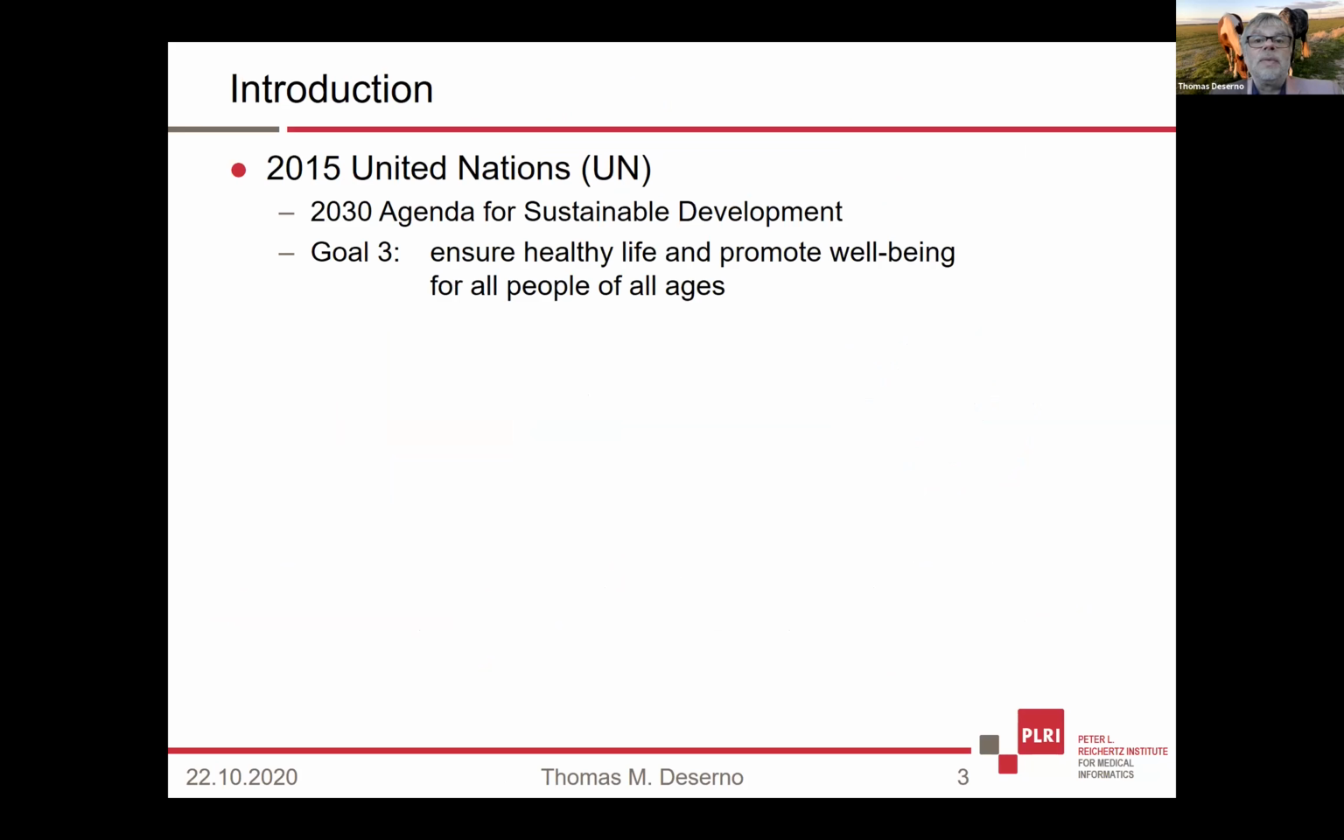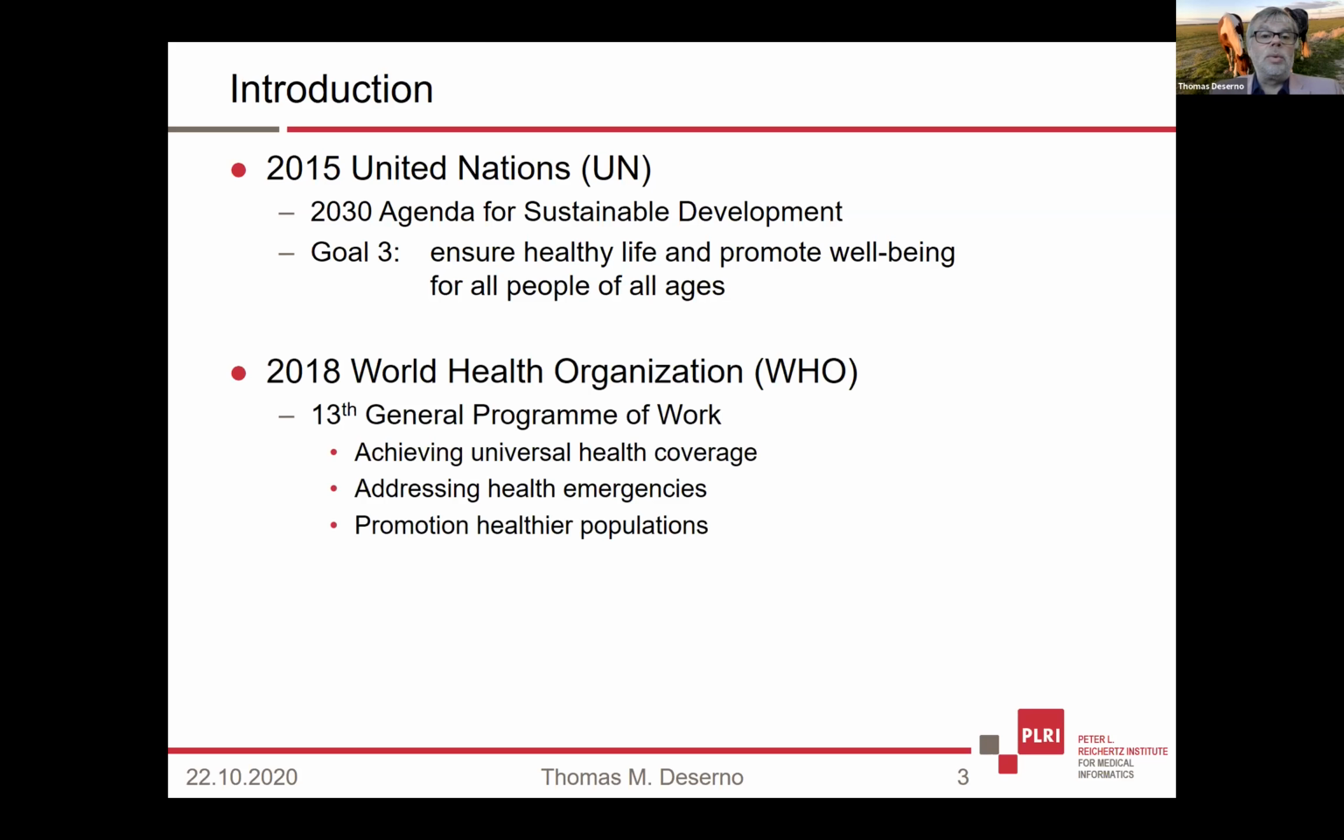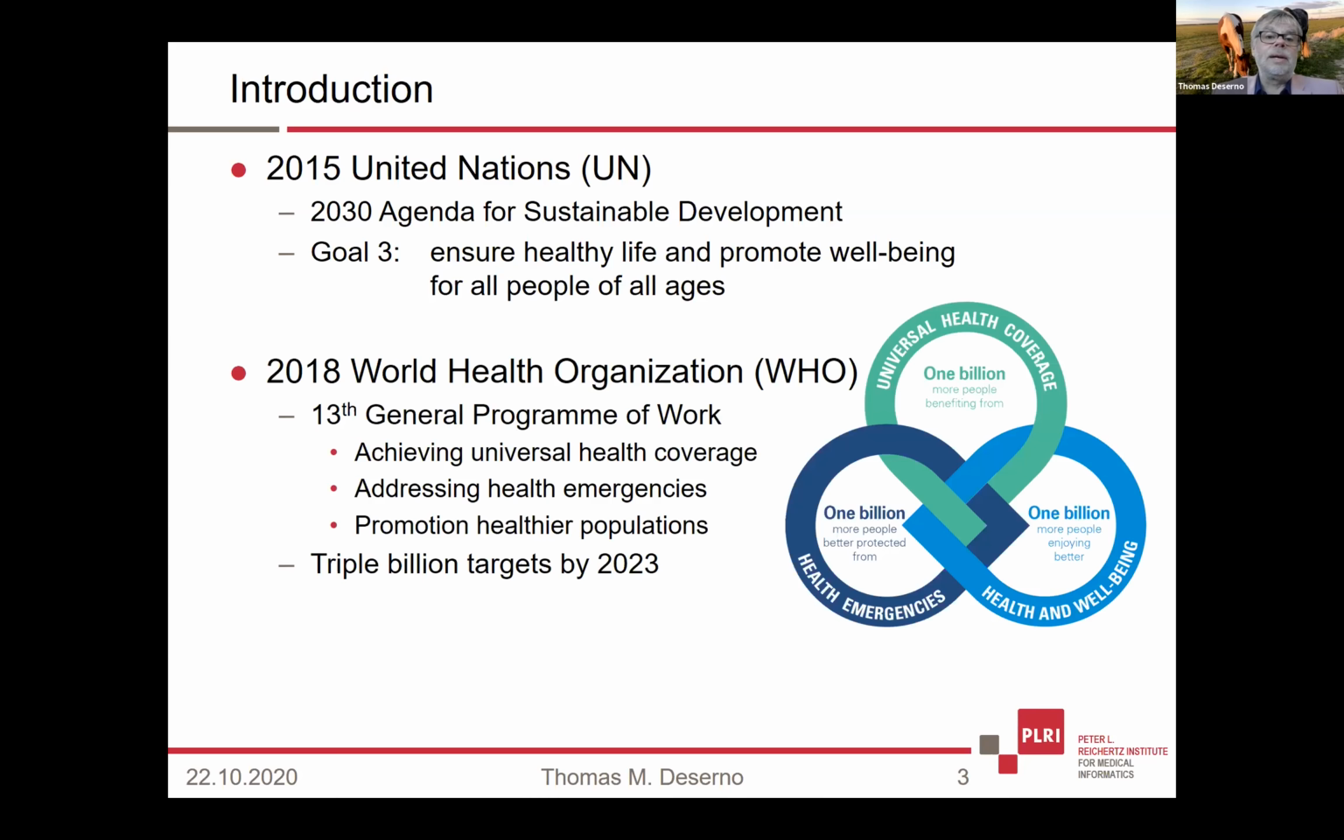So for introduction, I would like to refer to some statements and guidelines from the United Nations. The UN in 2015 delivered the Agenda for Sustainable Development, and one goal here is to ensure healthy life and promoting well-being for all people and all ages. WHO actually has the 13th General Program, also with similar goals, and in particular, they've worked the triple billion targets for 2023, where we want to achieve a universal health coverage, addressing health emergency and promoting healthier population.